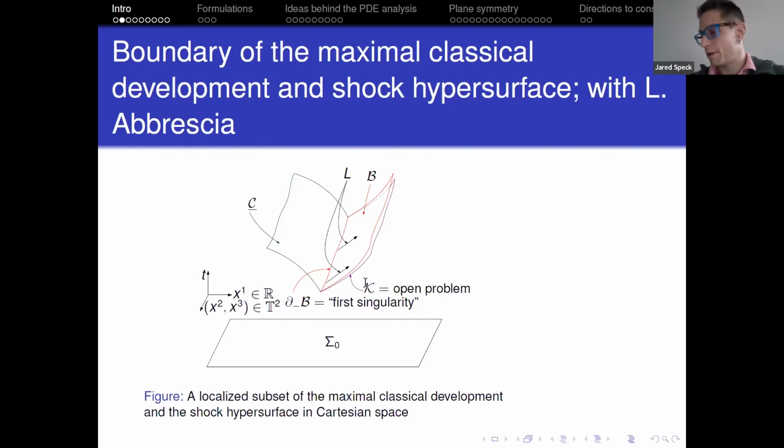That is the speed of the shock hypersurface itself, which, as it turns out, is supersonic in this region, and it juts out into what you might think of as the maximal classical development. Okay. And what is the shock hypersurface K?